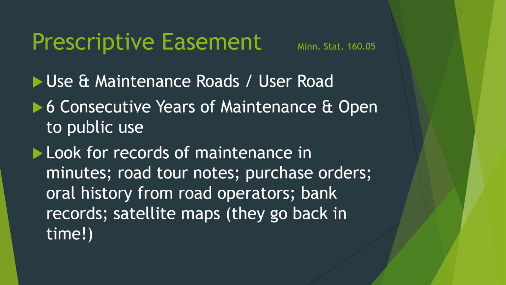And that statute says, if a township performs 6 consecutive years of maintenance, okay, any 6 consecutive years, this is not the last 6 years, any 6, okay, of maintenance on this road, and that road is open to public use, then it becomes a public easement, a township road, to the width of the town's maintenance, okay?